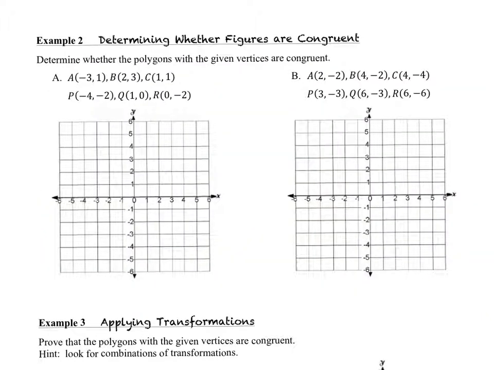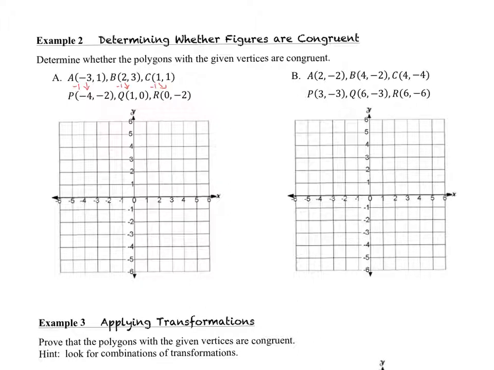Okay, for example 2, it says determine whether the figures are congruent. These can be really tricky, but what you want to see is the relationship between the pre-image and the new image. So like from -3 to -4, what's happening here? Well, this could be a -1. It could be subtracting 1. Let's check on the other x values.